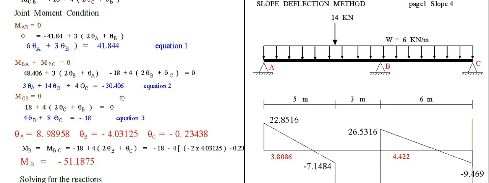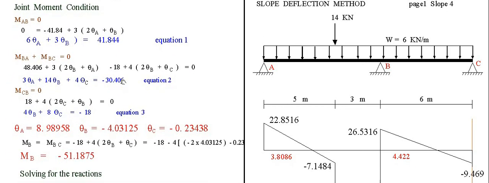Then next, we create a condition. We call that a joint condition: the moment BA plus moment BC is equal to 0. Why 0? The moment at B has only one value. Only that, again, minus, plus, minus, plus.